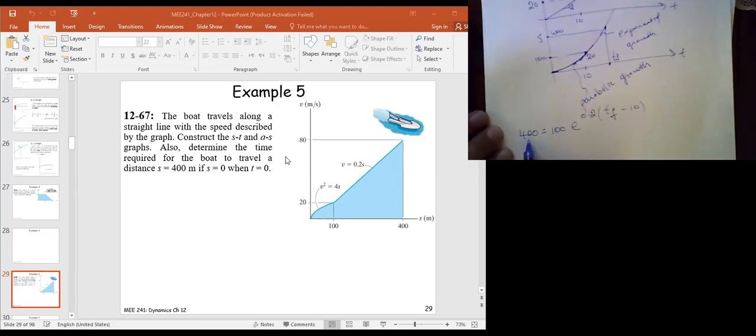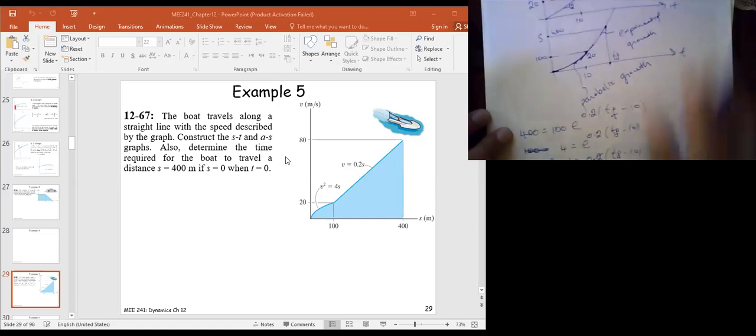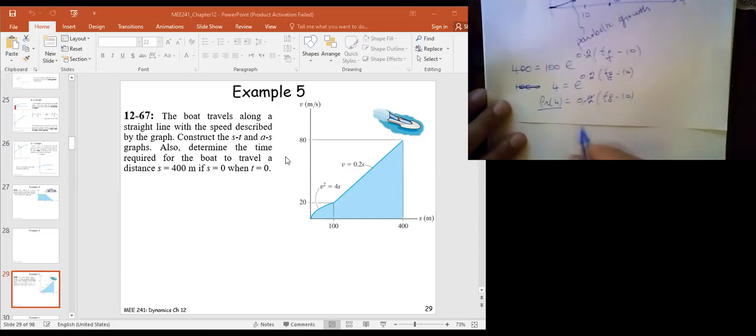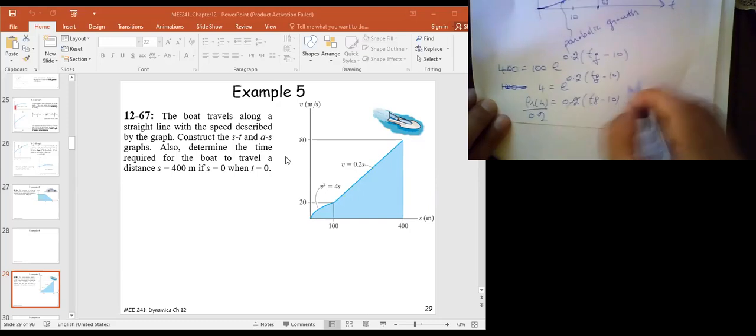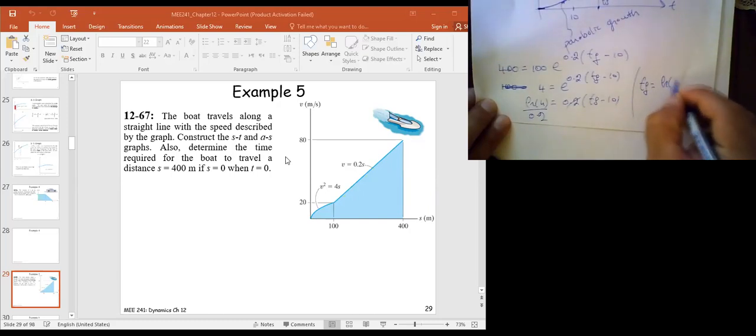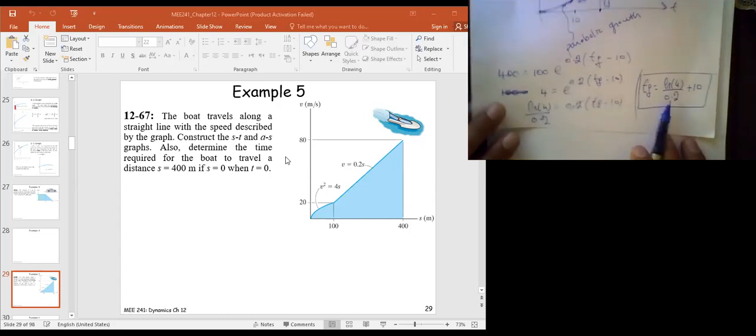How can I do that? 400 over 100 is equal to 4, sorry, 4, is equal to e to the 0.2 times TF minus 10. I'm trying to get TF, so I take ln of 4, which is equal to 0.2 times TF minus 10. If you divide by 0.2, you end up with TF equal to ln of 4 divided by 0.2, plus 10, exactly. So this is your final time in seconds.